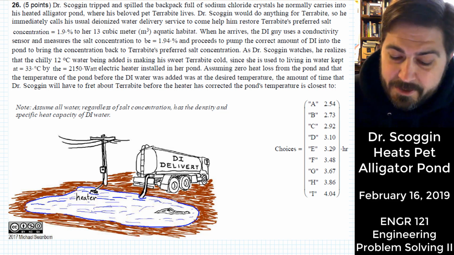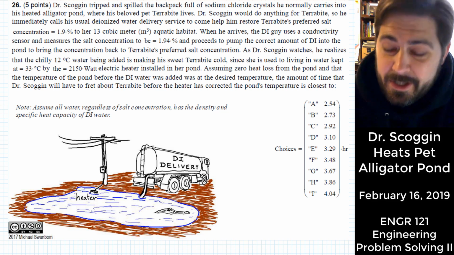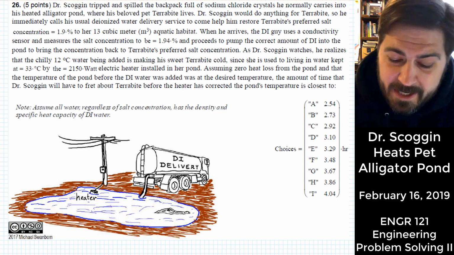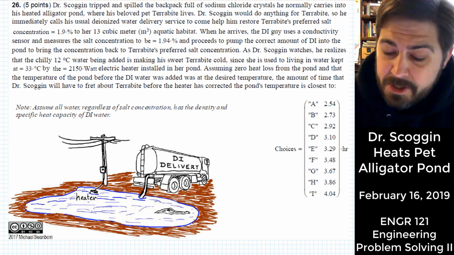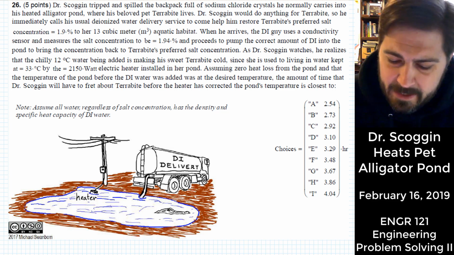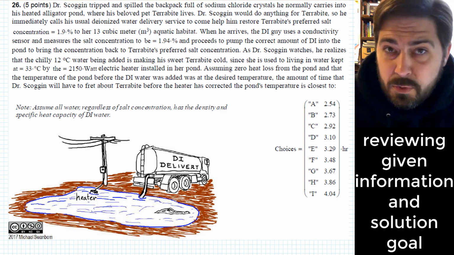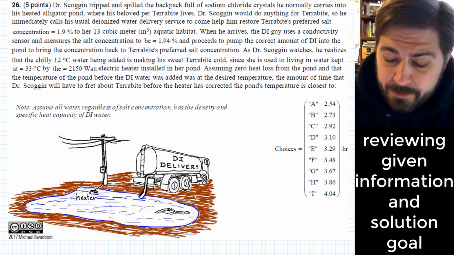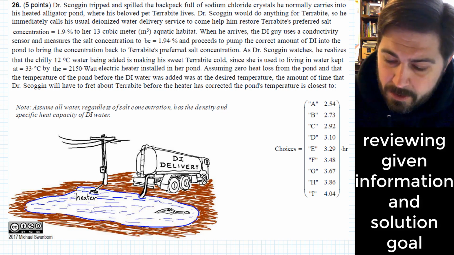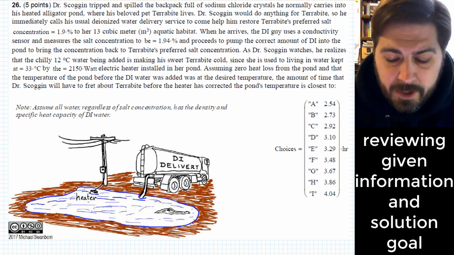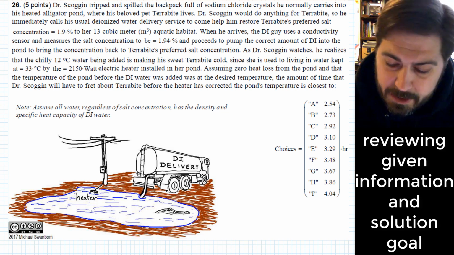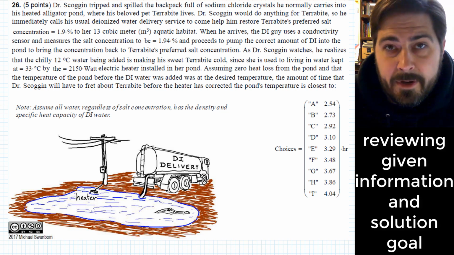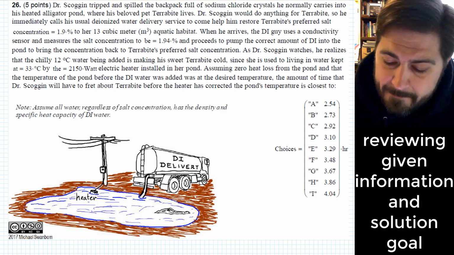Dr. Scoggin has tripped and spilled the backpack full of sodium chloride crystals he normally carries into his heated alligator pond where his beloved pet Terrabite lives. And Dr. Scoggin would do anything for Terrabite, so he immediately calls his usual deionized water delivery service to come and help him restore Terrabite's preferred salt concentration of 1.9% to the 13 cubic meter aquatic habitat where Terrabite lives.